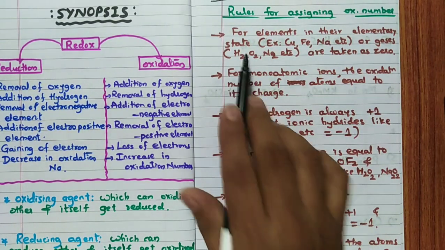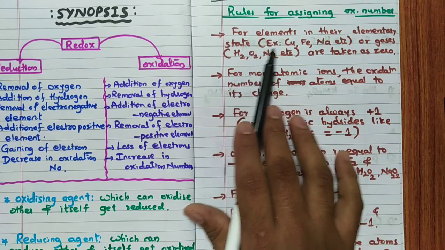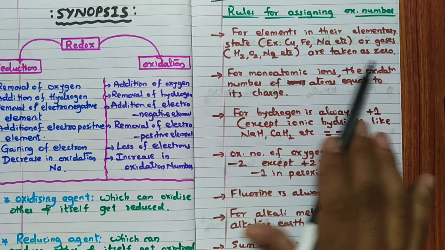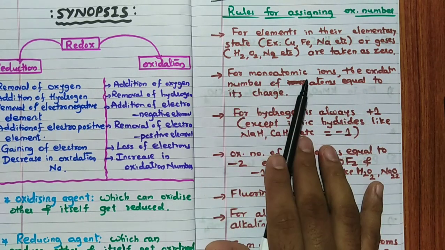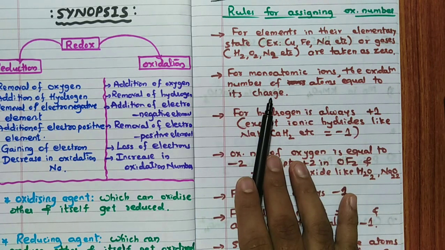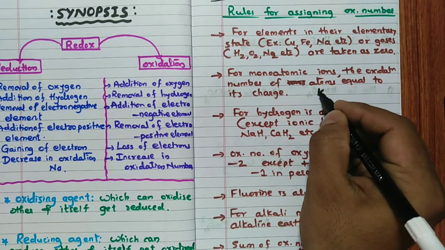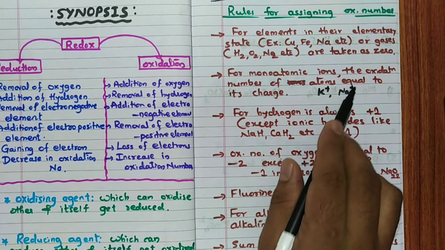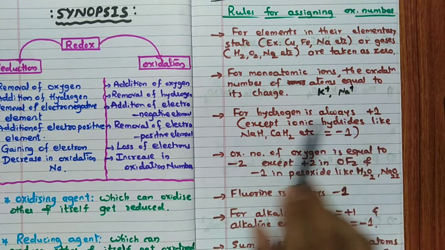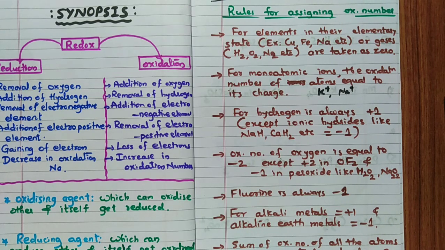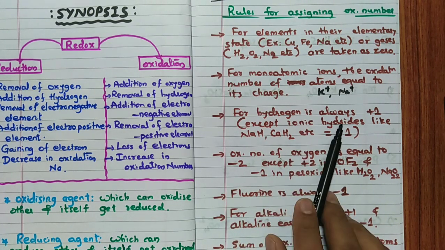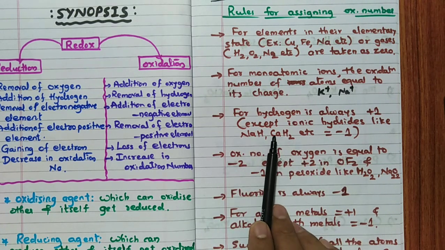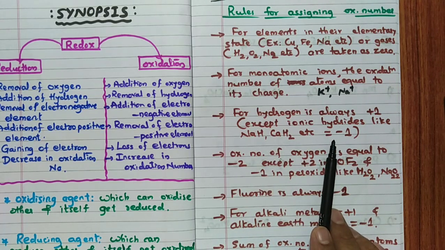First of all, remember, for elements in their elementary state, like gases such as H2, O2, N2, etc., the oxidation number is taken as zero. Very important. For monoatomic ions, the oxidation number of the atom is equal to its charge. For example, K+, Na+, the oxidation state is plus 1. For hydrogen it is always plus 1, except in ionic hydrides like NaH, CaH2, where it is minus 1. Because here hydrogen is more electronegative, and sodium or potassium is less electronegative, hence hydrogen gets minus 1 charge.